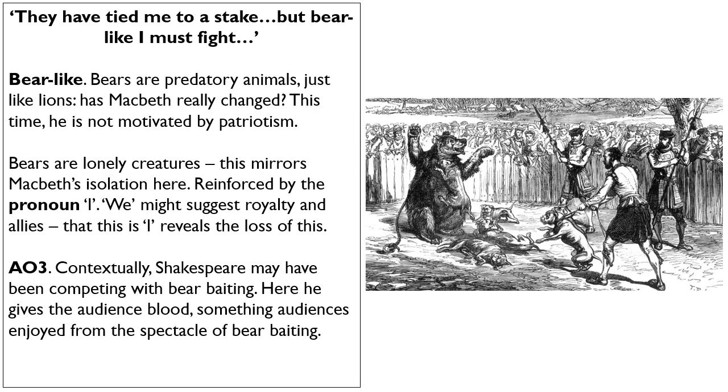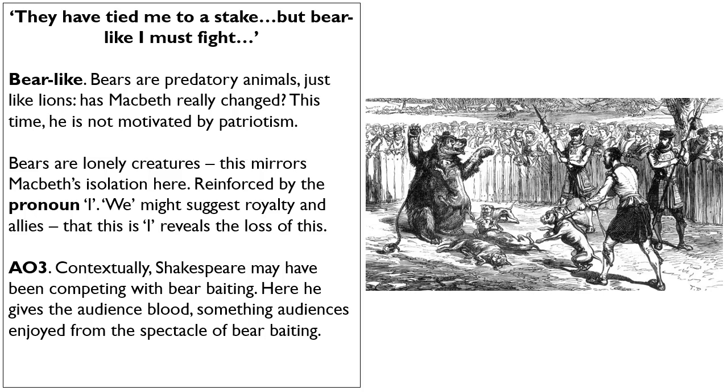Bears are lonely creatures. They live solitary lives. And so this mirrors his isolation. He no longer has his thanes. His wife has died. So he's got nobody around him. And that's really reinforced with the pronoun "I." We might expect royalty, so we would use the royal "we," or at least he's got friends or allies around him. But the "I" reveals that he's lost this. He's lost his royalty. He's lost his people.